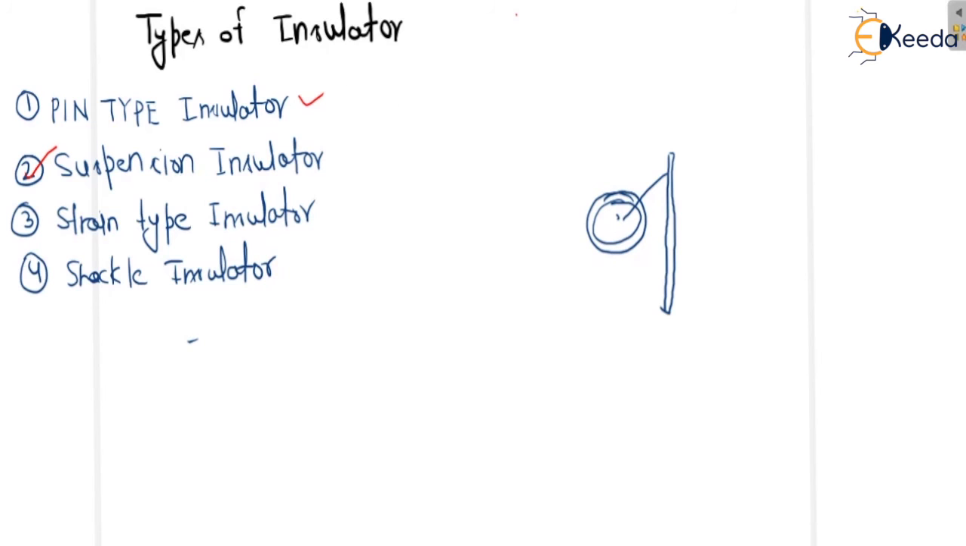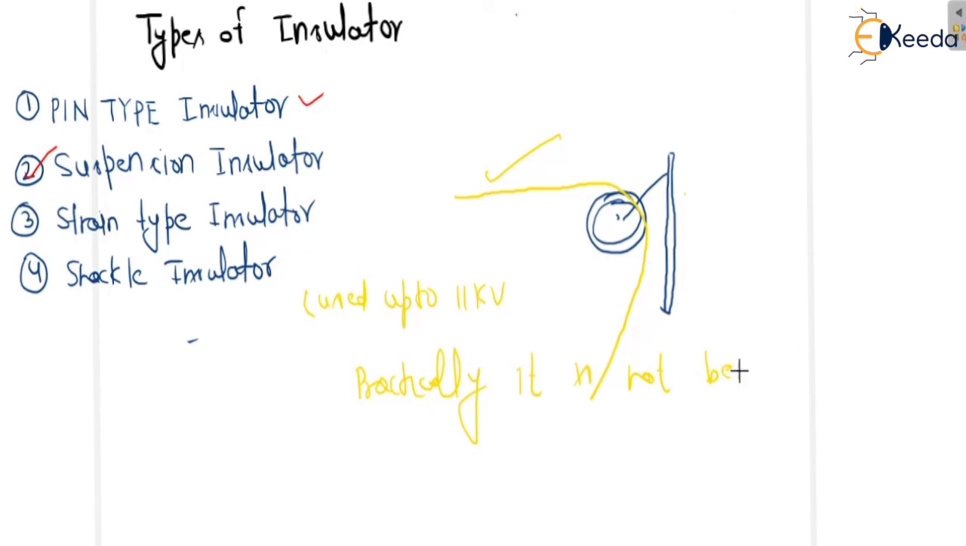Whatever the conductor will come, I am drawing with blue pen, it will go like this, and there will be no contact between this tower and any kind of material. It is like a rope going through a pulley that does not touch any tower or supporting end. So it is exactly the same as this. Shackle insulator was used up to 11 kV, but practically it is not used.